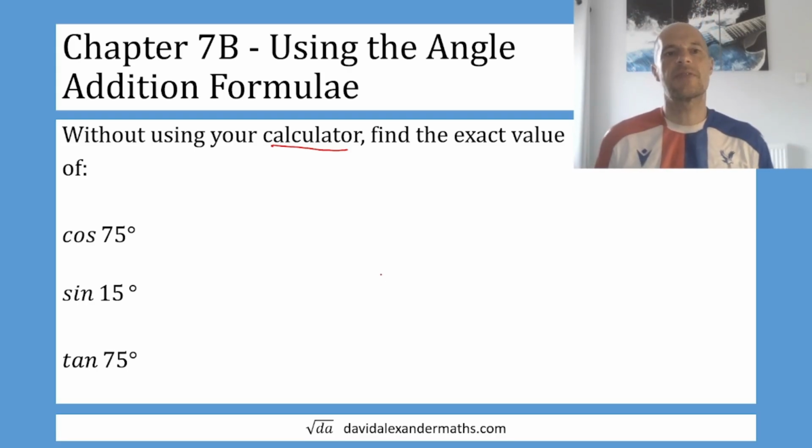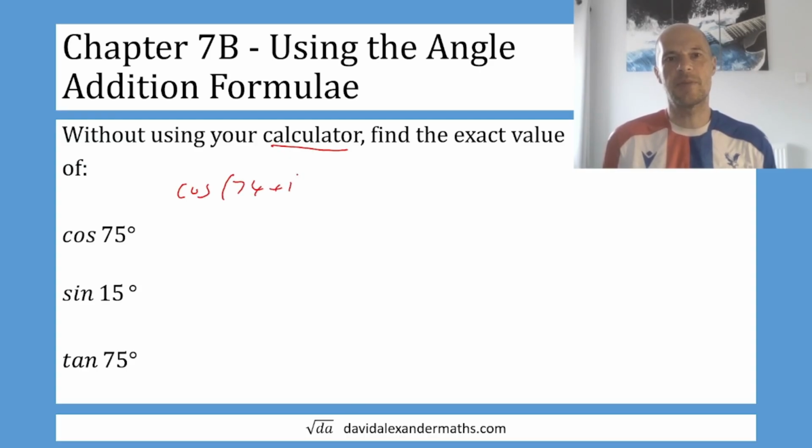So the cos of 75, we could write that as the cos of 74 plus 1, because 74 plus 1 is 75. But if I do my addition formula, I don't know what the cos of 74 is and I don't know what the cos of 1 is, so that would be fairly pointless. But if I can turn it into, let's say, the cos of 45 plus 30, I do know what the cos of 45 is and the cos of 30. So let's use our addition formula.